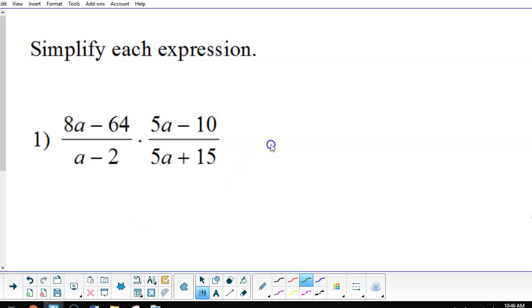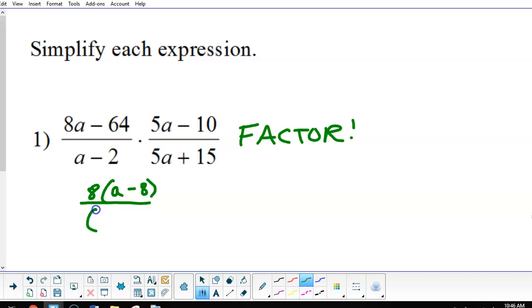Okay, so we're going to do this and then see what divides out, okay? So what can I take out of 8a minus 64? And that would leave a minus 8. And down here an a minus 2.